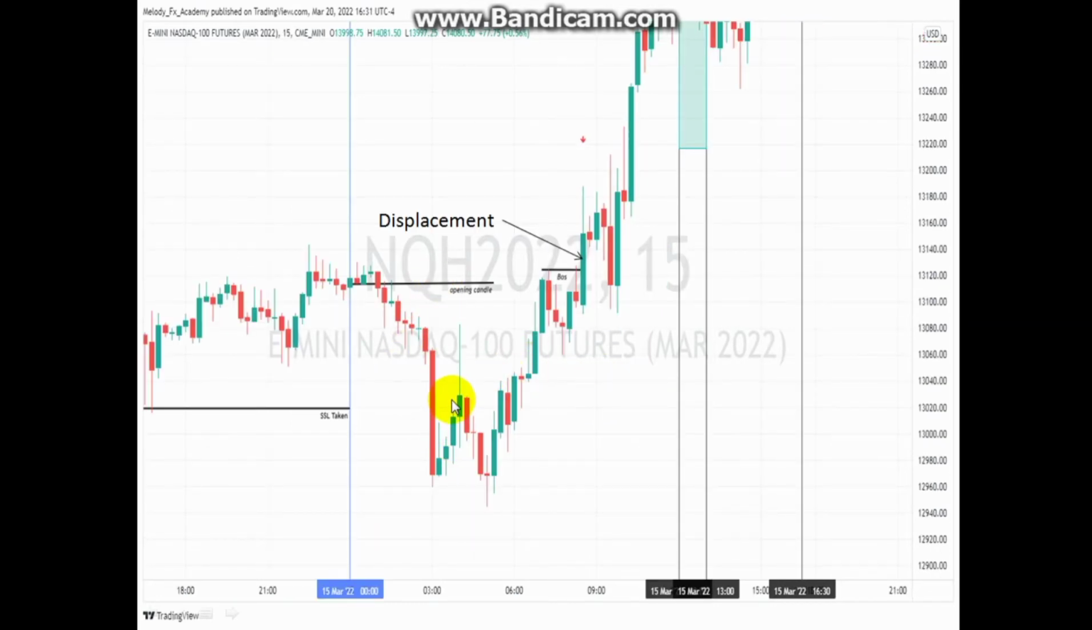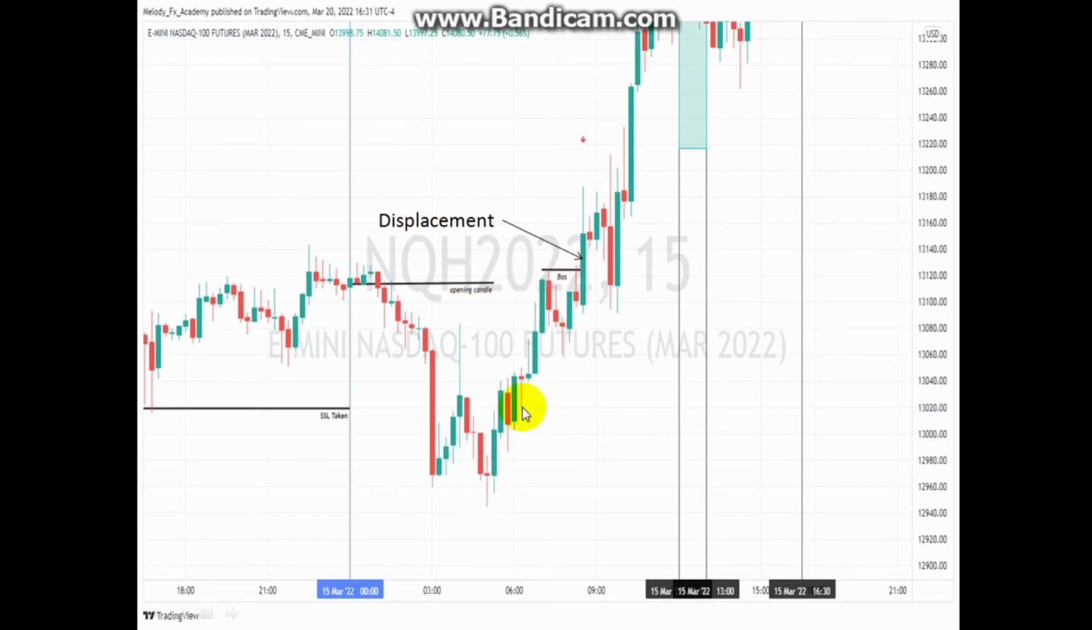The factors that we aligned together to make this entry a high probability setup are: the first is that we are expecting higher prices. In other words, our bias is bullish. We have traded below an old low, taking out the sell side liquidity. We are currently below, or close to, the opening candle of the day.